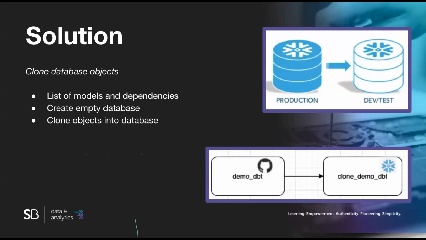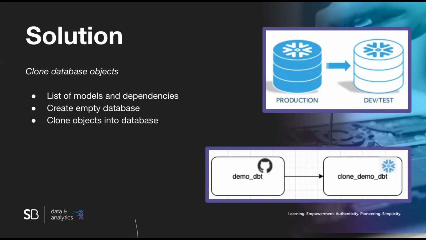So the next step is, based on the previous list that we get of models and dependencies, we got everything lined up. The script goes through and runs a dbt run operation that creates an empty database, which is dynamically named by the user's dev branch. So in the example there, you can see if we have a git branch called demo dbt, it will create a clone database called clone demo dbt. So the users know where to look if they have to debug and things like that. It's pretty easy to find.